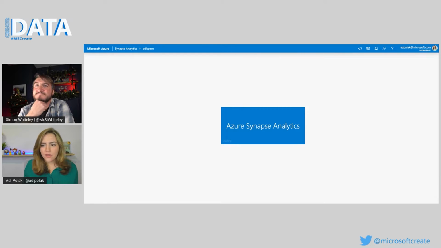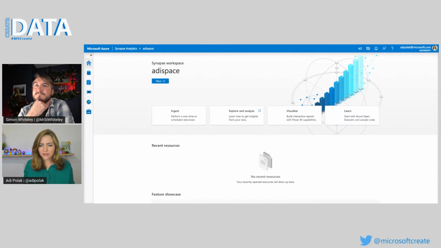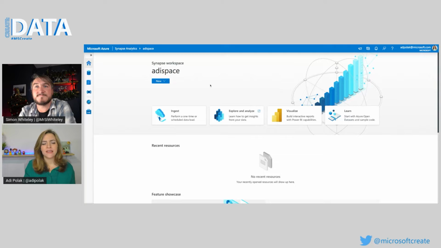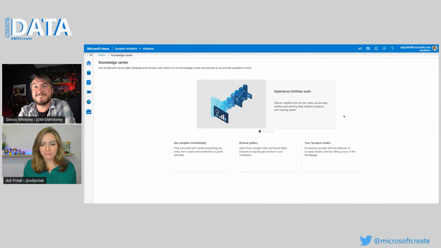All right. So like we talked before, there's multiple pools, and there's multiple things I can do right in it. And I think one of the first things I've noticed is that there is a learn box, and I'm like, hey, wait, why inside a service is there a learn box? What does that mean? So I click it, right? And right here I can see different boxes like use samples immediately, browse gallery, tour the Synapse Studio, and many things I can learn. So I noticed it jumped into the Knowledge Center.